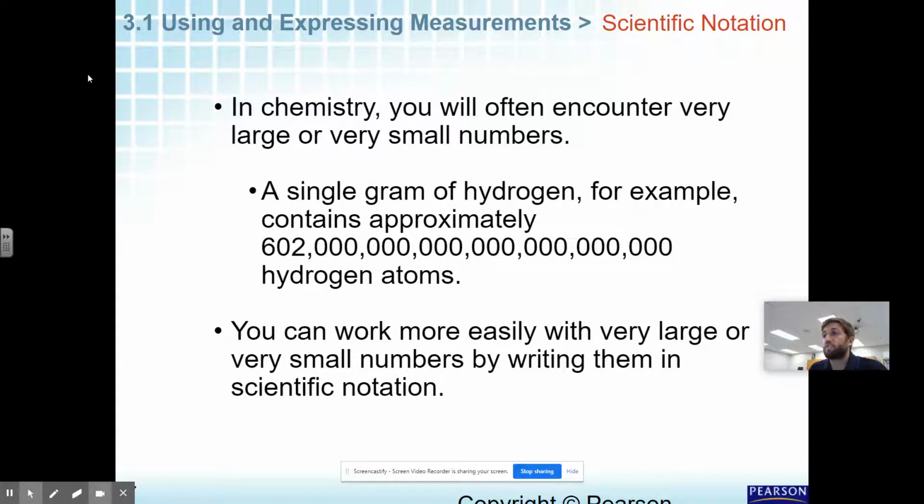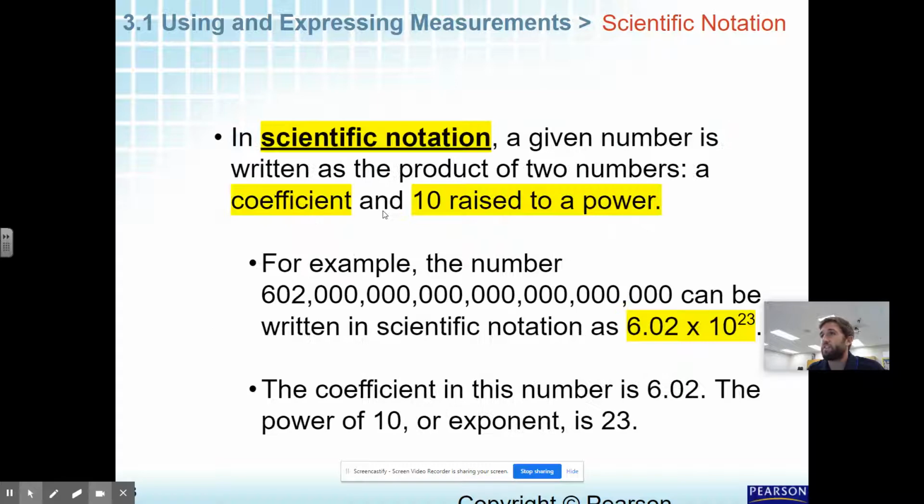So if you were in class the past couple days, or at least yesterday, I showed you this number, and we're going to talk more about it in the future. But this number is Avogadro's number. It's a very, very large number, and we don't want to write that many zeros. It takes too long, so we want to write it in scientific notation. Scientific notation is when a given number is written as a product of two numbers, a coefficient, and a 10 raised to a power.